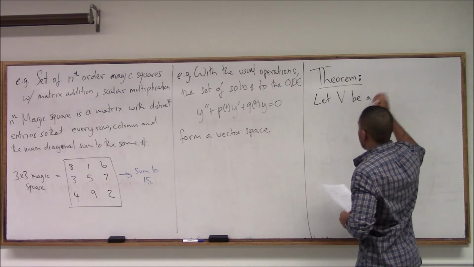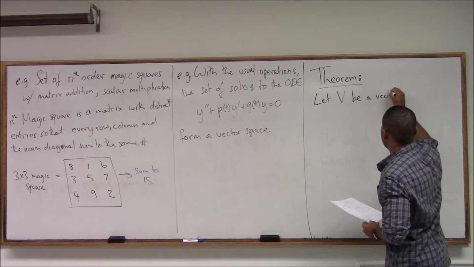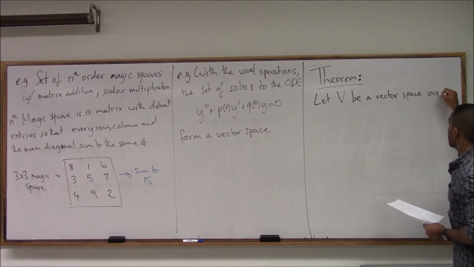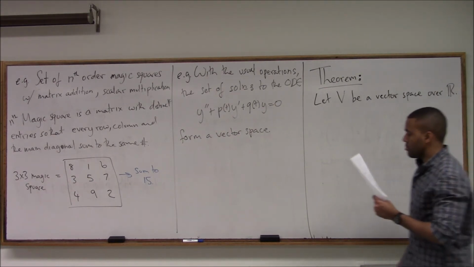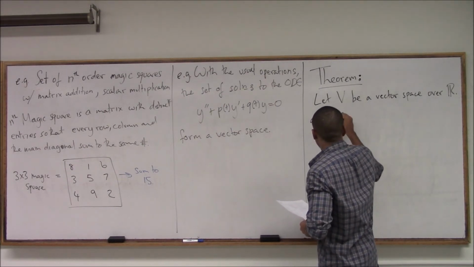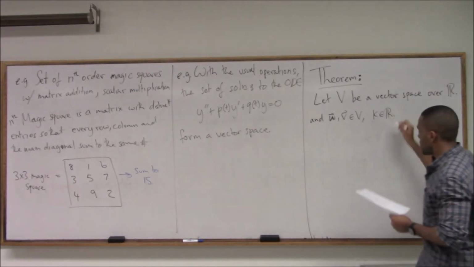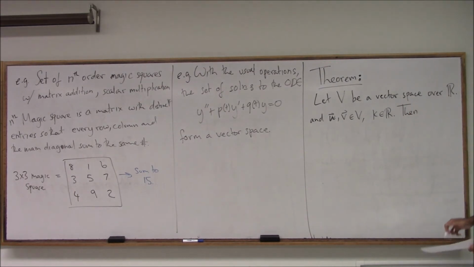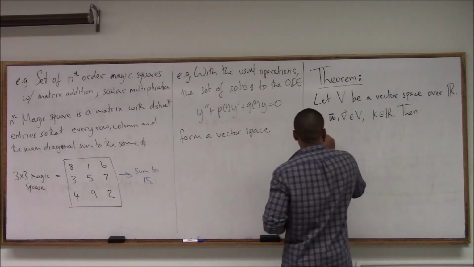Let V be a vector space. And assume the vectors u and v are in V, and k is a scalar in R. Then, I want to make a note about the fact that we're pretty much always going to be using R. The following are true.